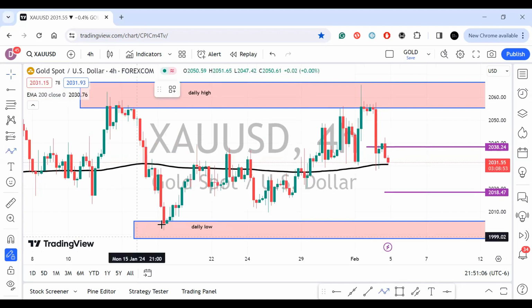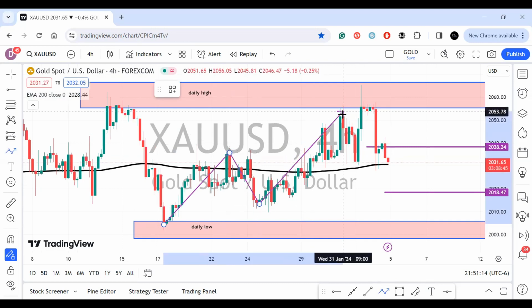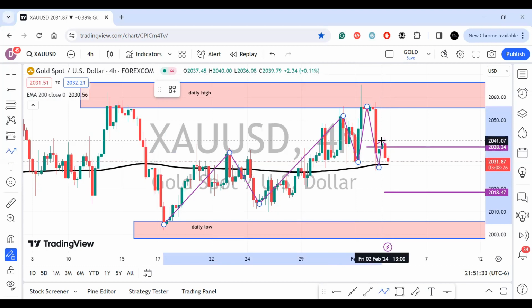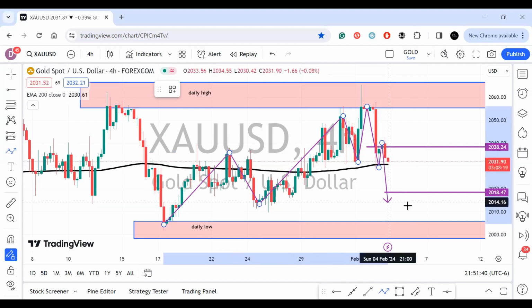From our daily low, price gave us a structural high. We had a pullback. Price gave us a new high, gave us a low, and gave us a new high. Now, on Friday, price actually came back to this area. Price came back here, then pulled back. So I see price coming down to this low for tomorrow, this zone.